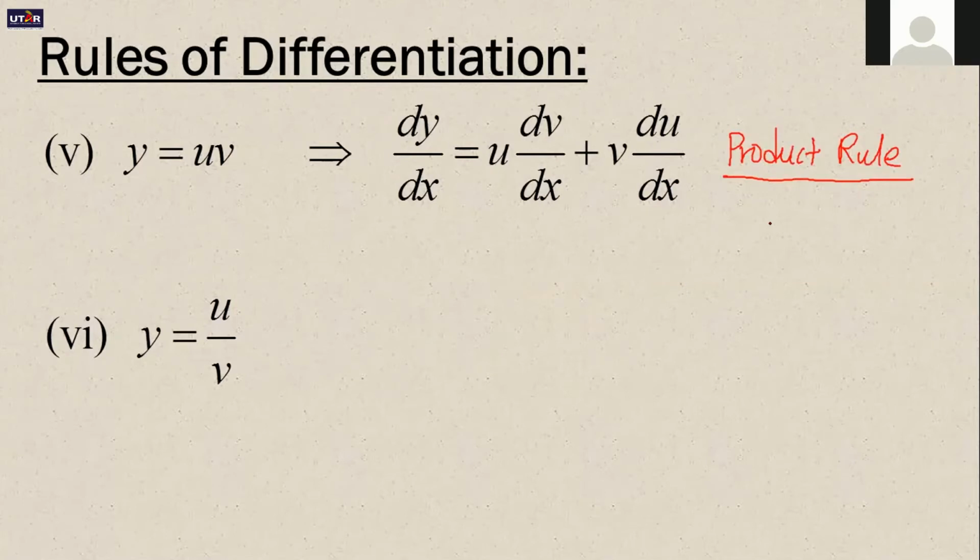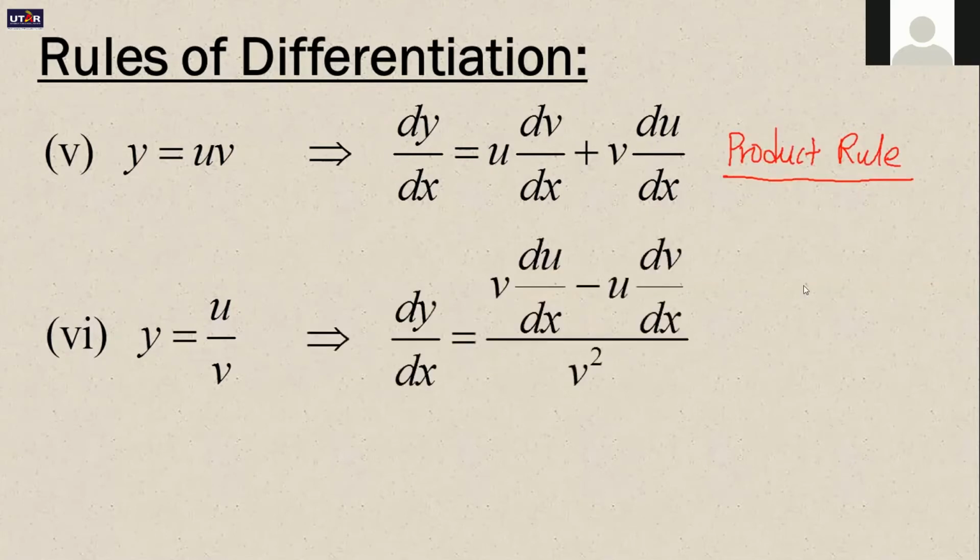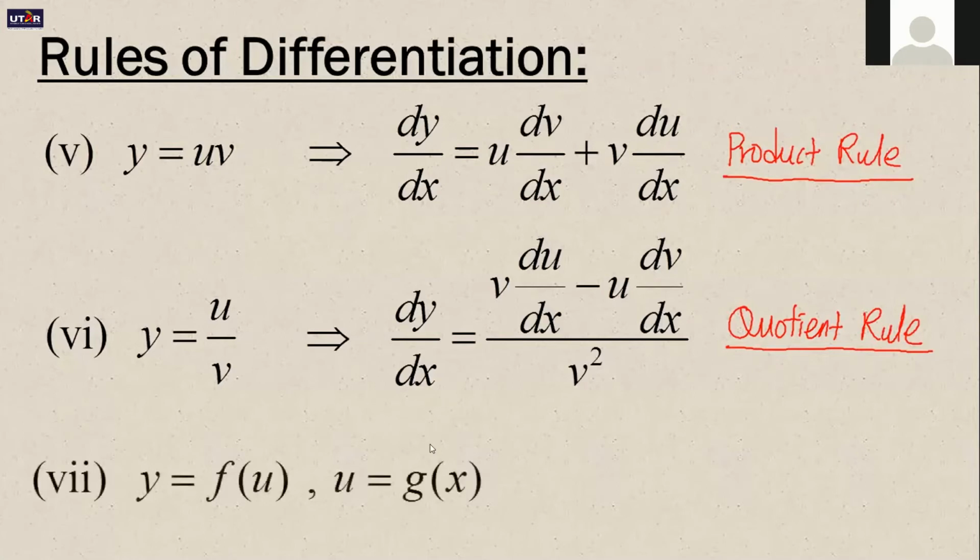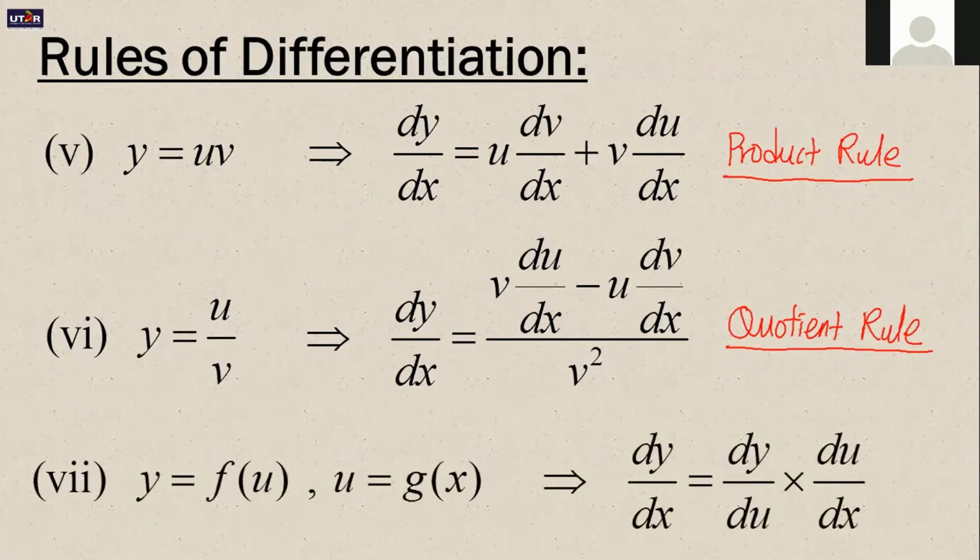Okay? What about the next one? Division. Then this will be what we call the quotient rule. Okay? This is called the quotient rule. So we also know that sometimes you have a composite function, a function inside another function, right? To differentiate a composite function, we use the chain rule, right? So this is the last rule that you learn in SPM. We use the chain rule.